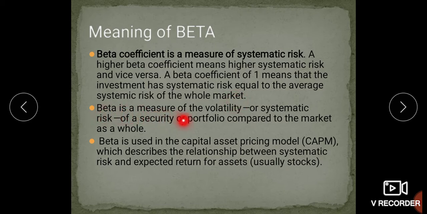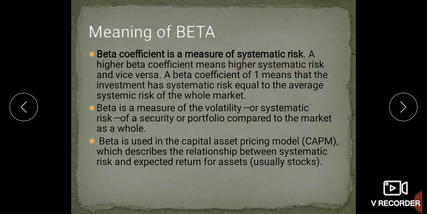So beta is a measure of volatility or systematic risk of a security or portfolio compared to the market as a whole. That's what I already told. Beta is used in the capital asset pricing model, which describes the relationship between the systematic risk and the expected return of the assets. So that's the importance of this particular beta. Beta is a measure of systematic risk.